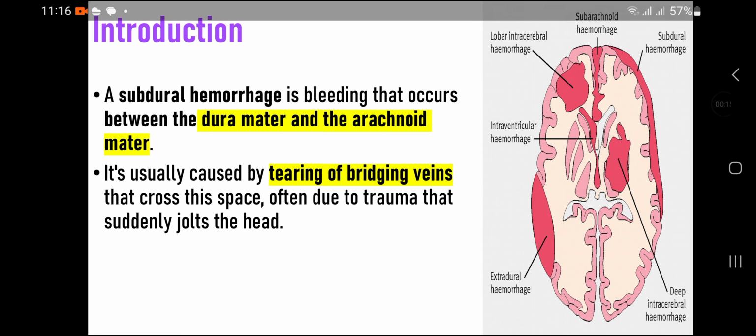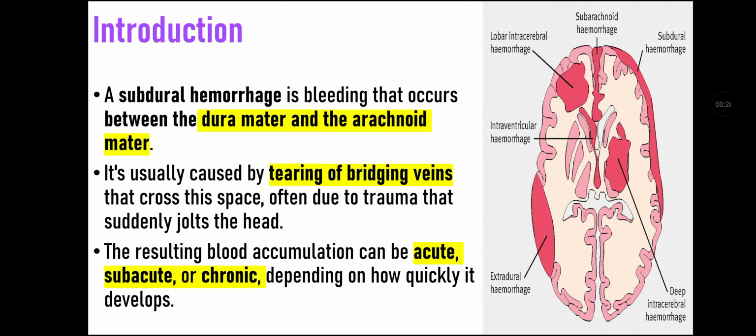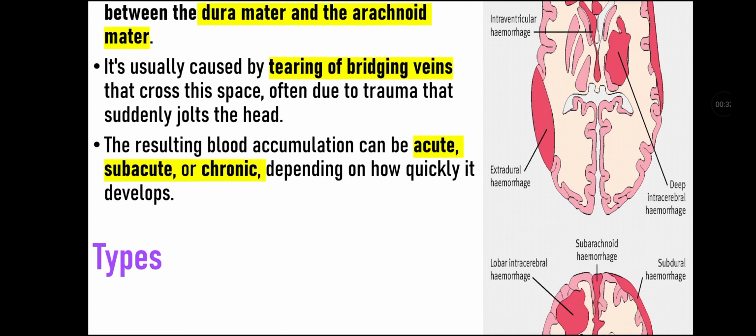Subdural hemorrhage is bleeding that occurs between the dura mater and arachnoid mater. It is usually caused by tearing of bridging veins that cross this space, often due to trauma that suddenly jolts the head. The resulting blood accumulation can be acute, subacute, or chronic depending on how quickly it develops.